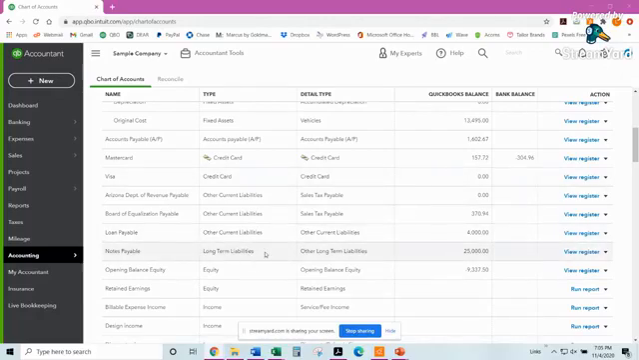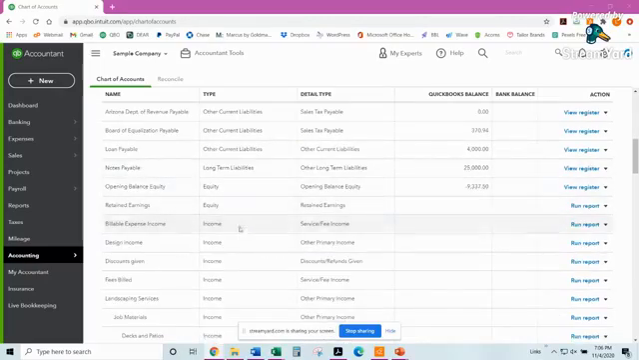Then you've got your long-term liabilities, your notes payable, like the ones that you would get from a bank. It would be a car loan, it would be a mortgage, things like that. We've got your equity accounts, which is the money that you owe. So this is the business.